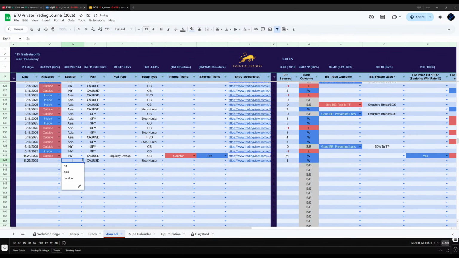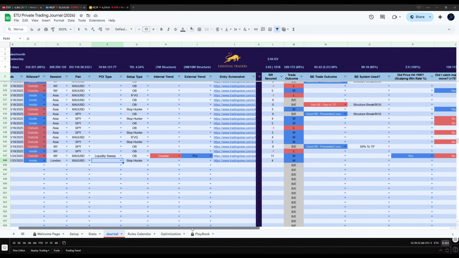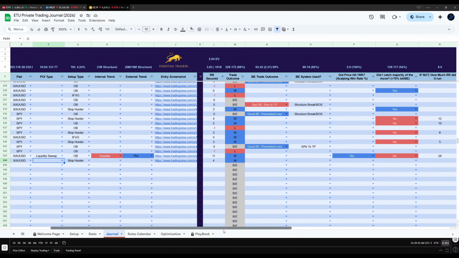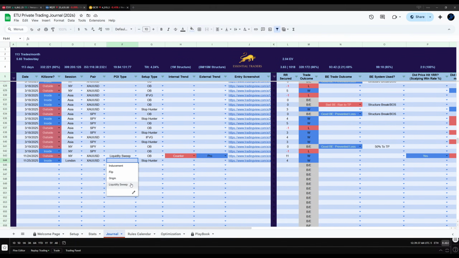You fill out the asset, session. This was London session, and this was inside kill zone. And no PY type, because Stop Hunter doesn't have a PY type. Don't put liquidity sweep, because then you're going to mess up your data between the main setup and Stop Hunter.